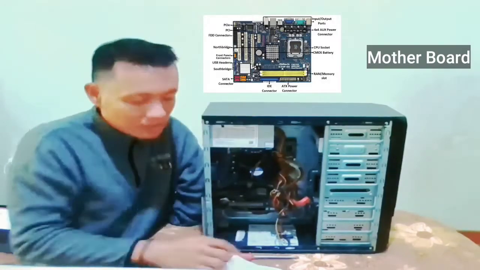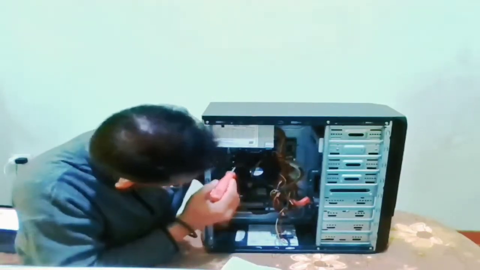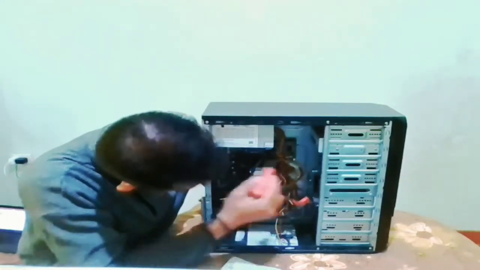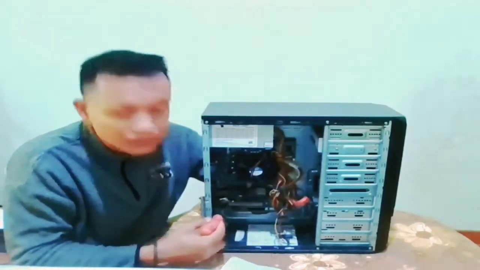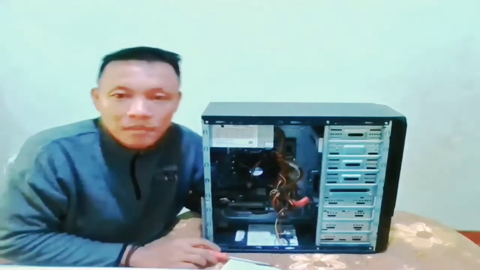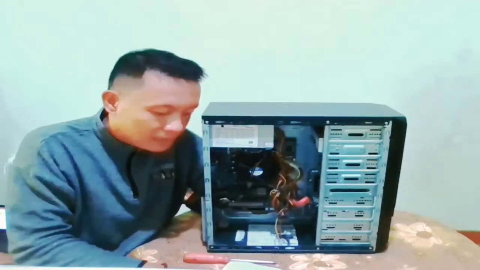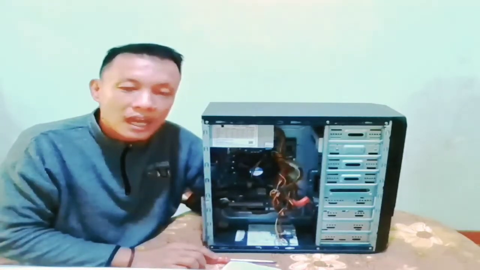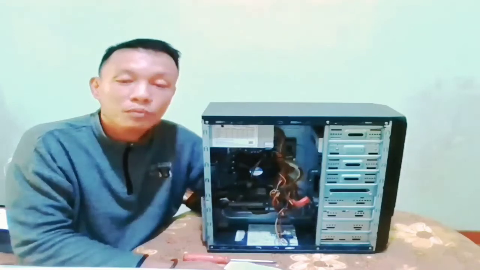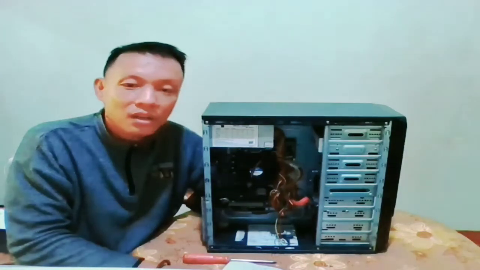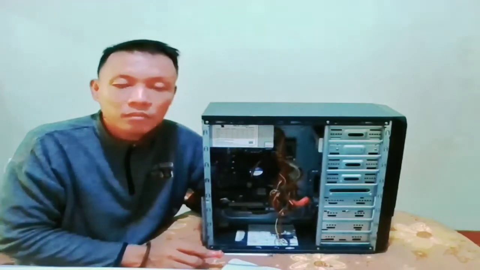The location of the motherboard would be right here, from here till here. The function of the motherboard is that it allocates power to other computer hardware components, or it provides connectivity between computer components. So that's the function of the motherboard.